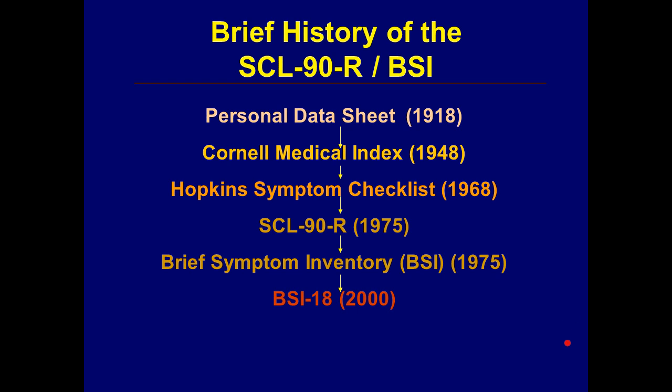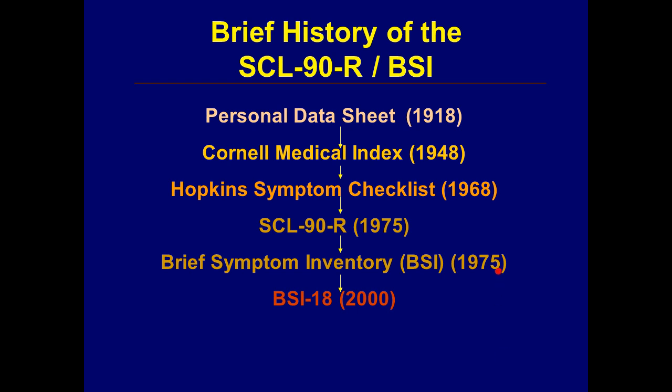Not a lot happened in that field until the Cornell Medical Index came along in 1948, and that's 30 years. People used various versions of the personal data sheet through that period. The Cornell Medical Index was a medical systems evaluation, very comprehensive, and it had a one-page sheet with a bunch of psychiatric symptoms printed on it, and the respondent simply said they had the symptom or they didn't. Again, very little occurred there.